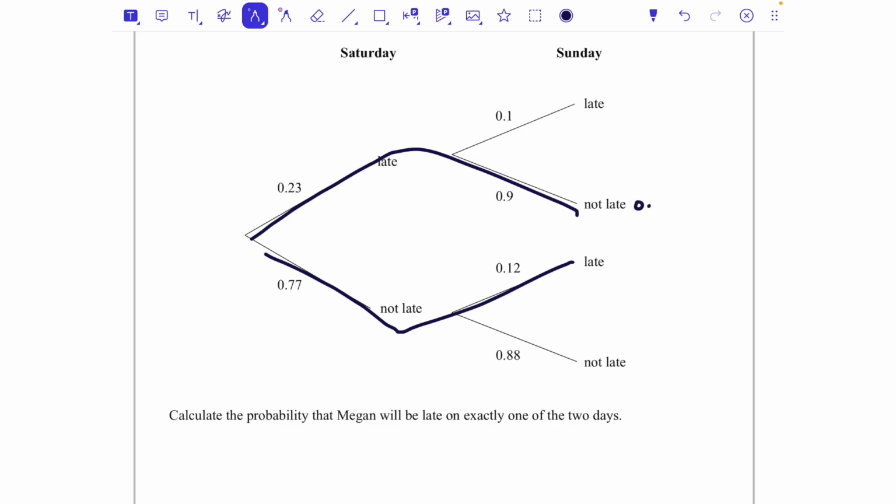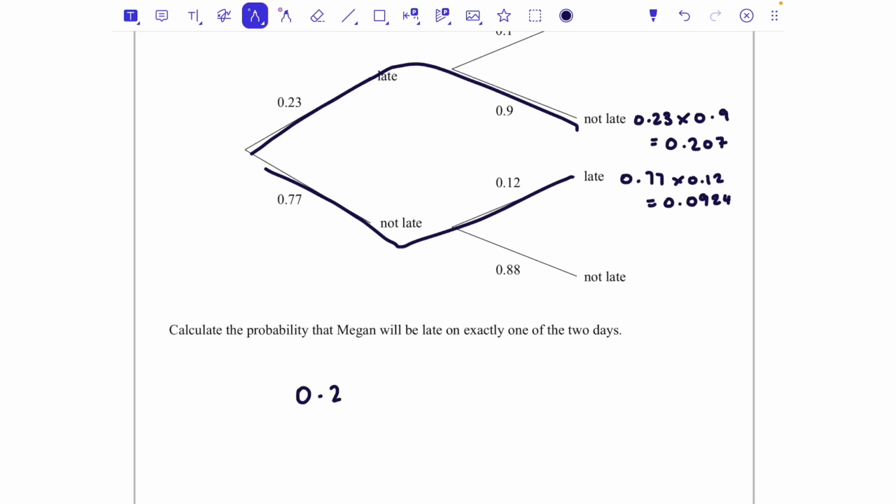So for this branch, it would be 0.23 times 0.9. Let's type that in your calculator. 0.23 times 0.9 is going to be 0.207. And for this branch, 0.77 times 0.12 is going to be 0.0924.